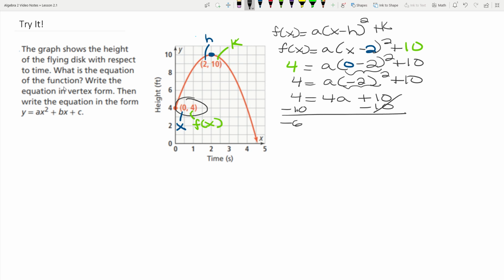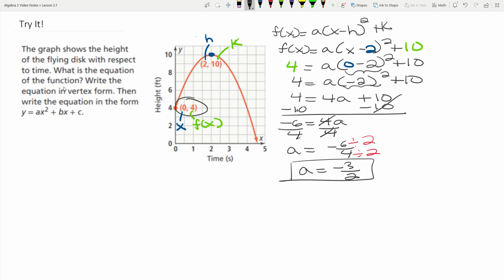So we got negative 6 equals 4a, divide by 4 on both sides. So we get a equals negative 6 over 4. But we can reduce that by dividing by 2, top and bottom. So a equals negative 3 over 2. All right, so now we know what a is. So we're going to plug it in here.